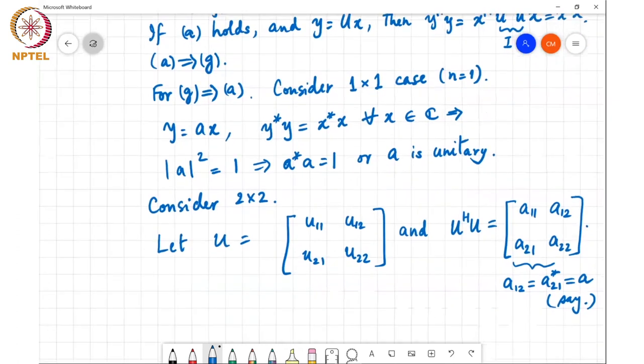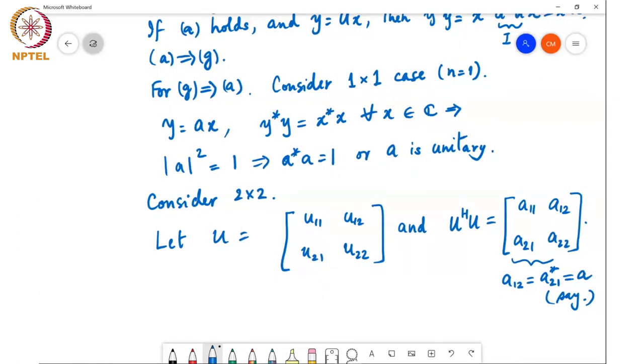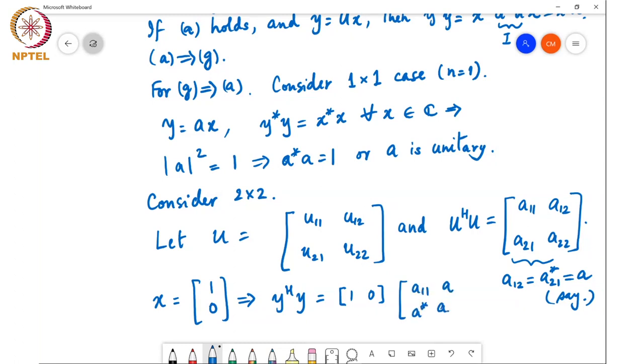Now we'll take some specific choices for this vector. If x equals the vector 1, 0, then, once again, just to recall, what we're trying to show here is that if y Hermitian y equals x Hermitian x for all x, then U must be a unitary matrix. So if I take y Hermitian y, that is equal to 1, 0 Hermitian times U Hermitian U, which is this matrix A11, A star, A22, times 1, 0.